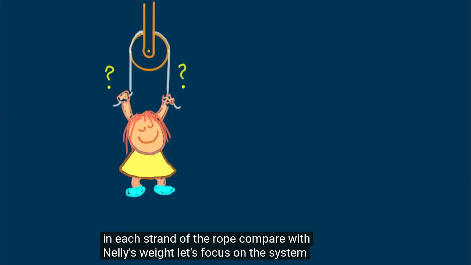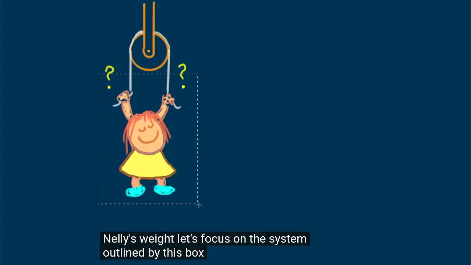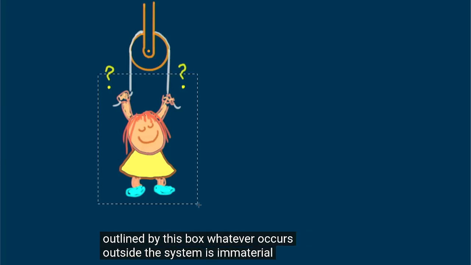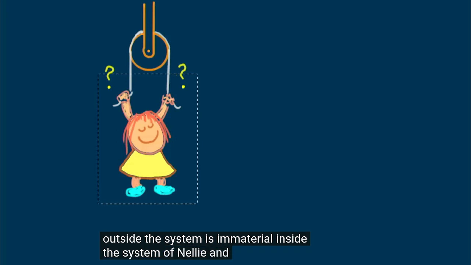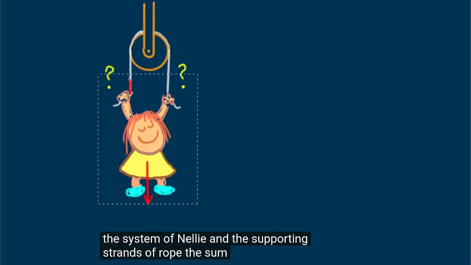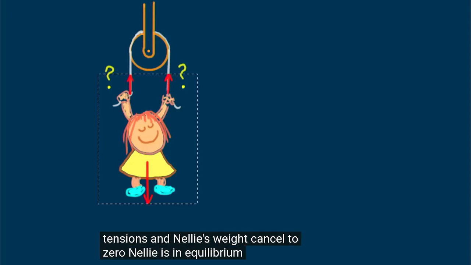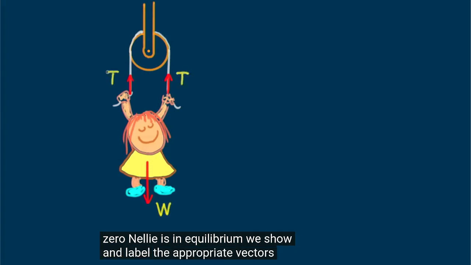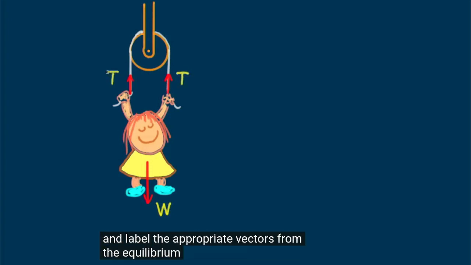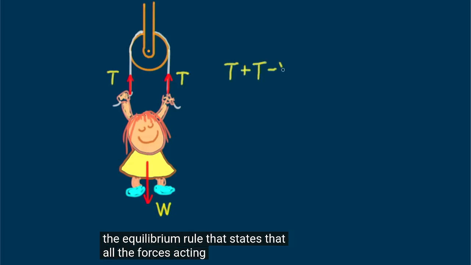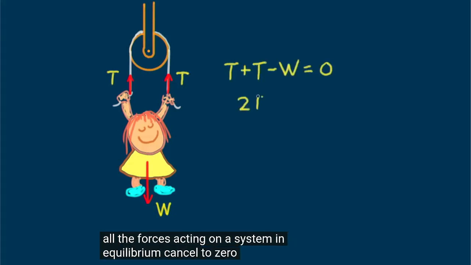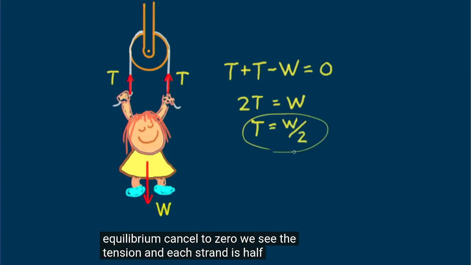Let's focus on the system outlined by this box. Whatever occurs outside the system is immaterial. Inside the system of Nellie and the supporting strands of rope, the sum of the rope tensions and Nellie's weight cancel to 0. Nellie is in equilibrium. We show and label the appropriate vectors. From the equilibrium rule that states that all the forces acting on a system in equilibrium cancel to 0, we see the tension in each strand is half her weight.